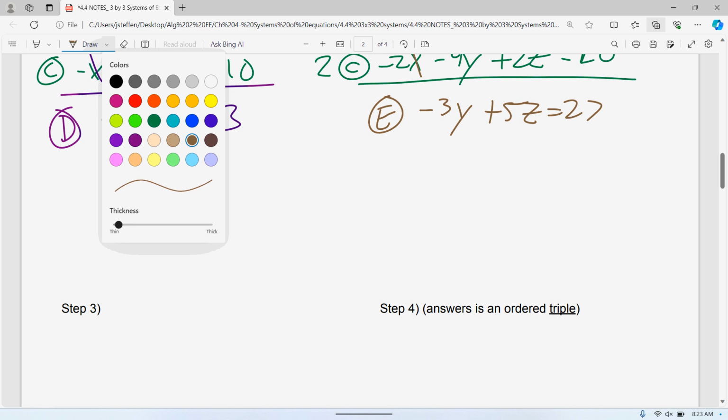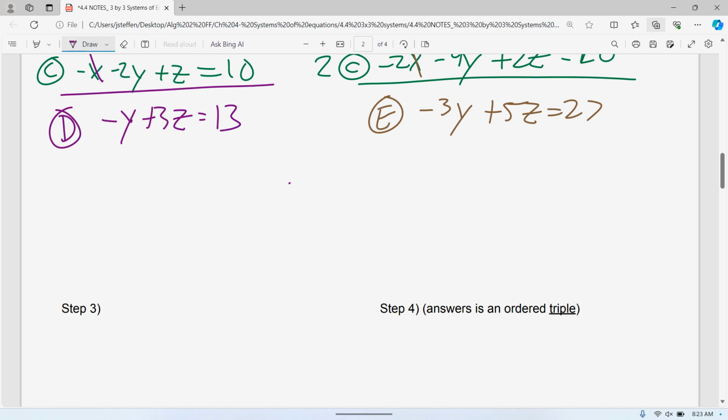So again, equation D, I'm multiplying by negative 3, sorry, positive 3y minus 9z is equal to 3 times 13, which is 39, I think.